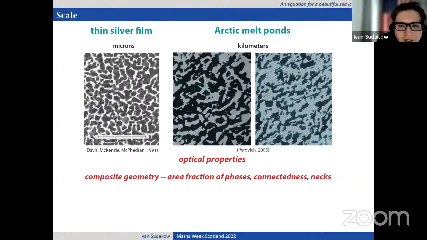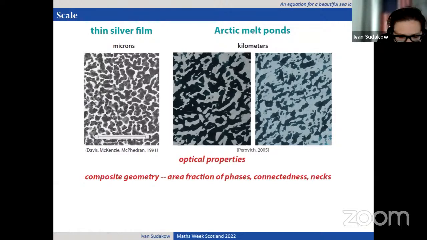And these silver films are very important in industry and in material research. The patterns on the surface of a silver film also have a very complex wiggling geometry. So we can actually build a bridge between silver films and melt ponds. In a few seconds, I will show how to build that bridge.